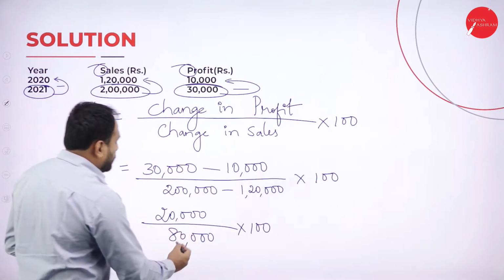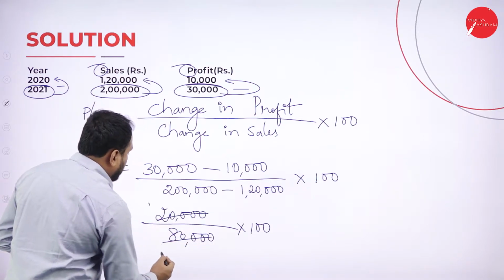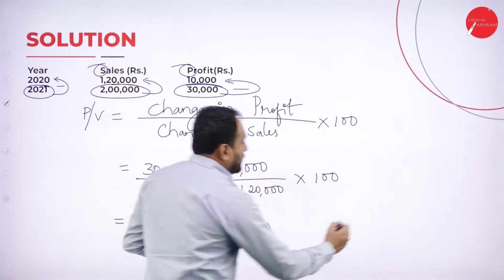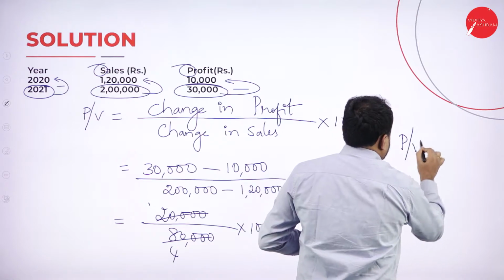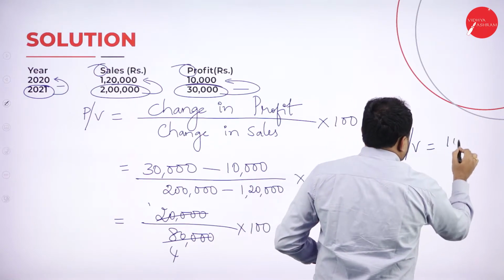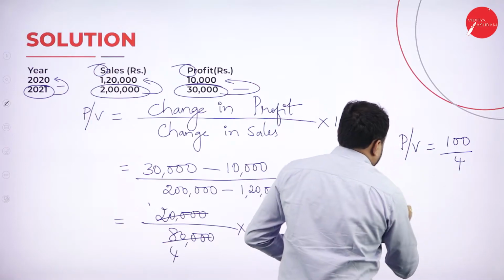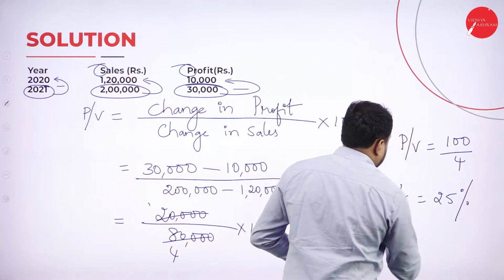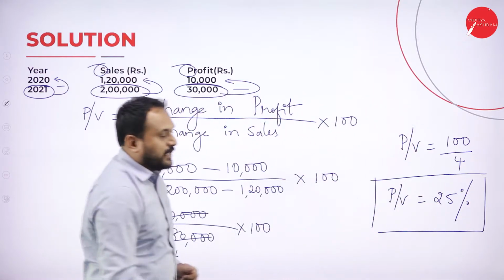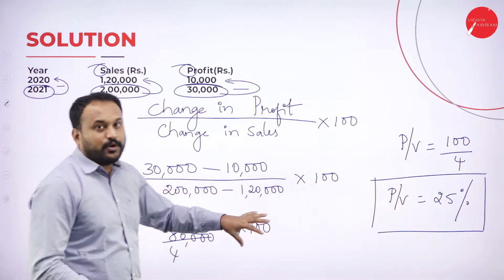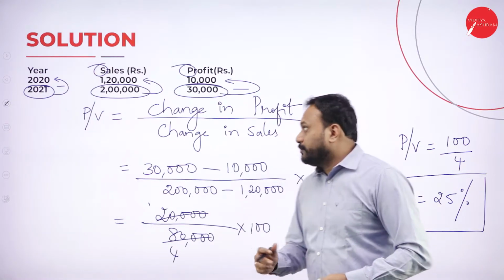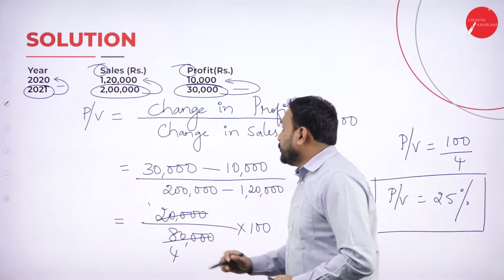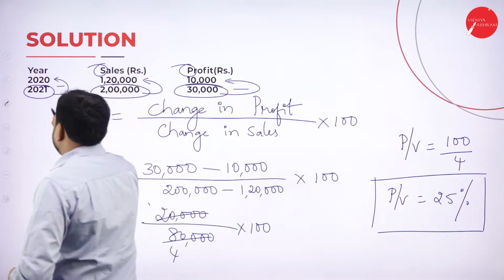Now what has happened here? You can cancel the 20s and 24s, so we have 100 divided by 4. So PV is equal to 100 divided by 4, which is 25%. So we got PV, the first thing we were supposed to find. PV is done, so we denote this as A. The sub-question is A.